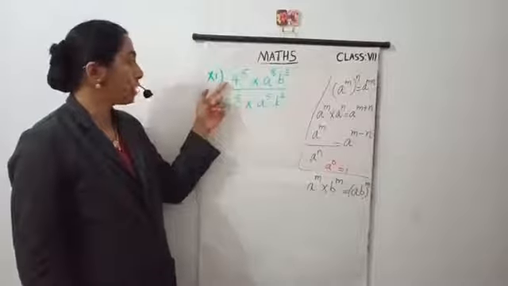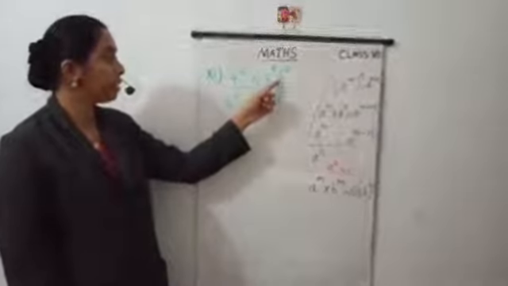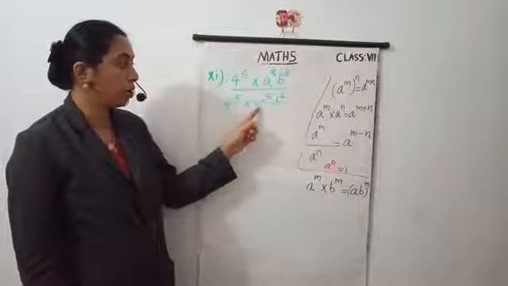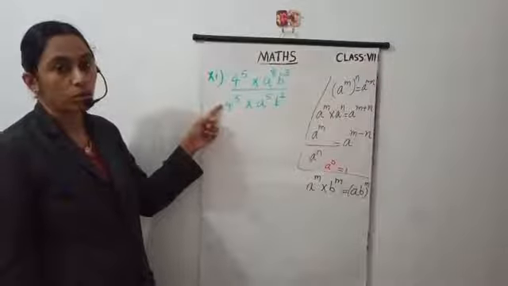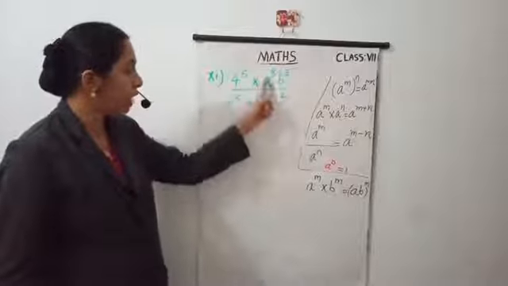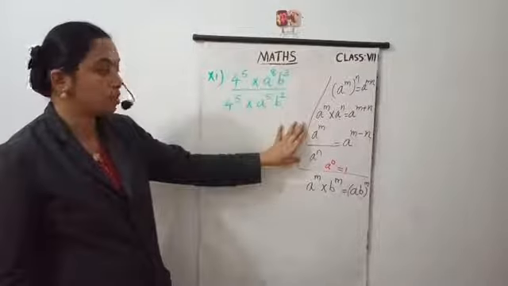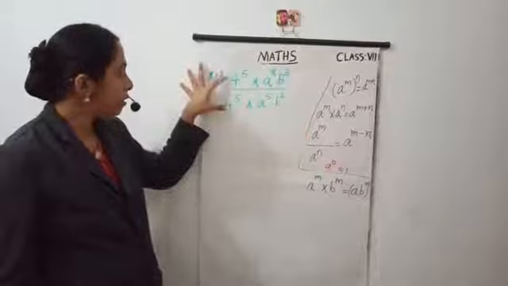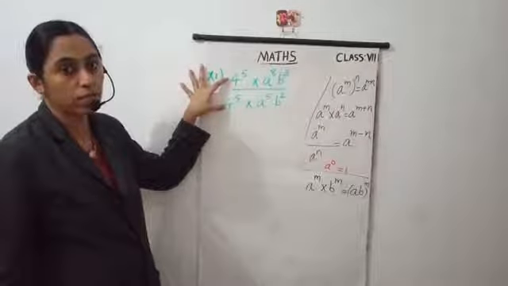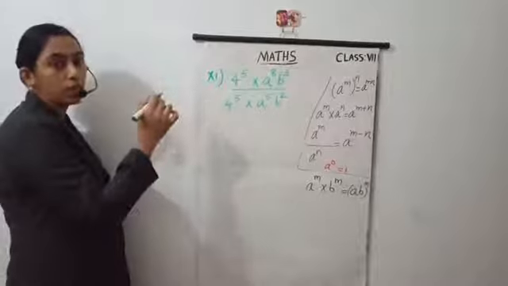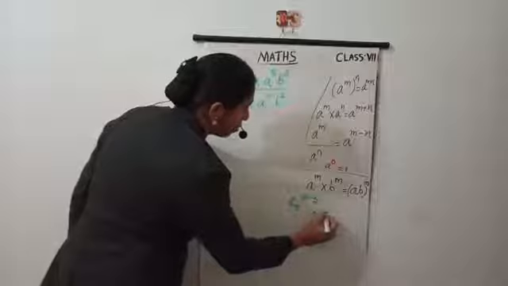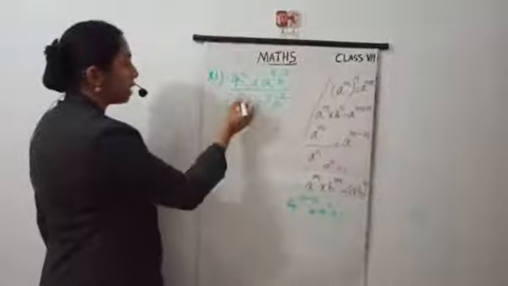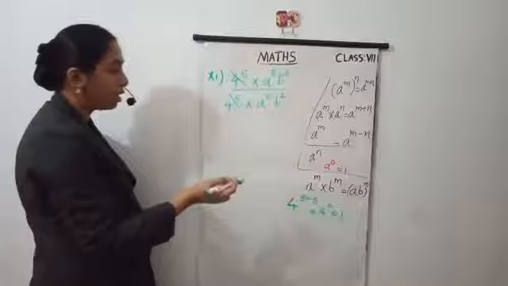Question 11. 4 raised to 5 into a raised to 8 b raised to 3 by 4 raised to 5 into a raised to 5 b raised to 2. So here the base is 4, here also the base is 4. So we can use this law of exponents. Now consider 4 raised to 5 and 4 raised to 5. This is 4 raised to 5 minus 5, like this. This is equal to 4 raised to 0, that is 1. We can use this or we can cancel this. Anyway, any method, no problem.